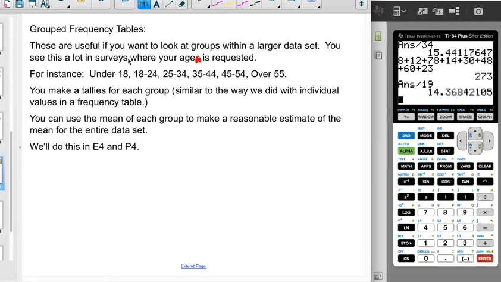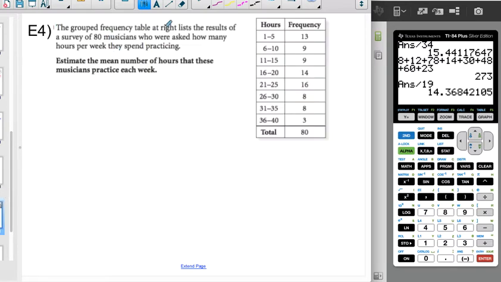You make a similar tally chart, right? But instead of for individual values, it's for groups that are for numbers that fall in that group, right? And then you can use the mean of each group to estimate the mean for the entire data set. So here's an example. Here, the grouped frequency table was already made for us. So we have 80 musicians that were surveyed. They were asked how many hours per week they spend practicing. 13 people said 1 to 5, 9 people said 6 to 10, et cetera, et cetera.